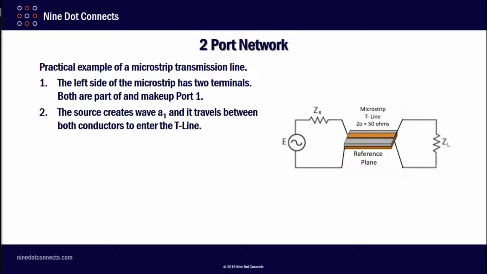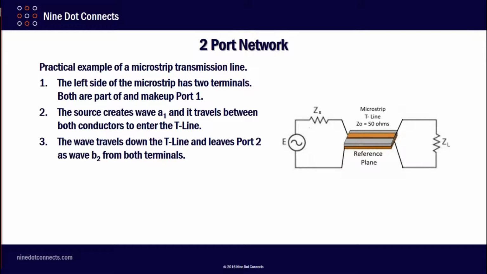The source creates wave A1 and it travels between both conductors to enter the transmission line. Again, going back to what we learned when we first learned circuits, we think about, oh, the current just goes through this line and then comes through here, goes through this load, comes back to this line, back to here. You have to get away from that concept. You have to think about there is energy as a wave on both of these conductors traversing toward port 1 at the same time. The physical relationship of this wire and this wire is very important.